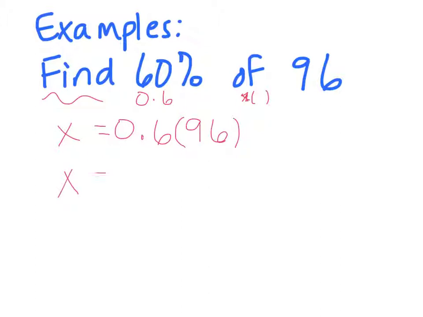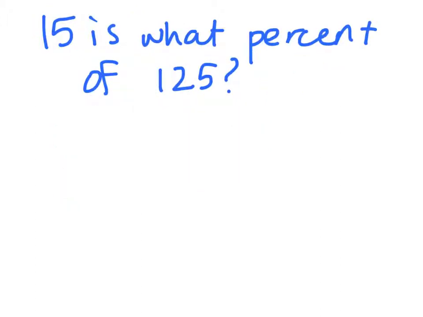Then I just, in my calculator, I don't really even have to solve an equation, just 0.6 times 96. And when I do that on my calculator, I get 57.6.